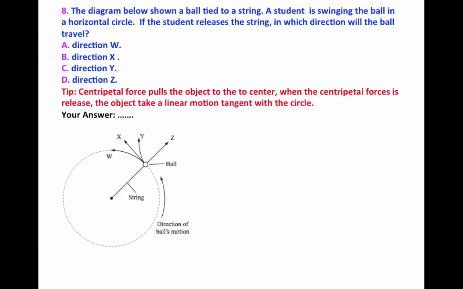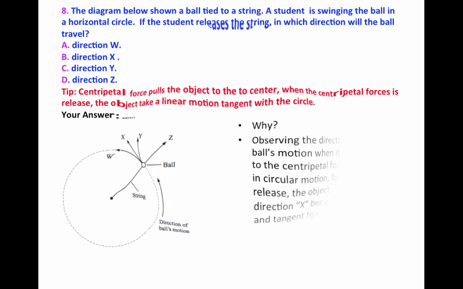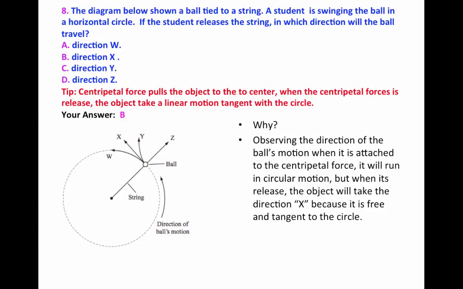See the graph. My answer is B. The direction is X. Observing the direction of the ball's motion when it is attached to the string under centripetal force, it will run in circular motion, but when it's released, the object will take the direction X because it is free and tangent to the circle.